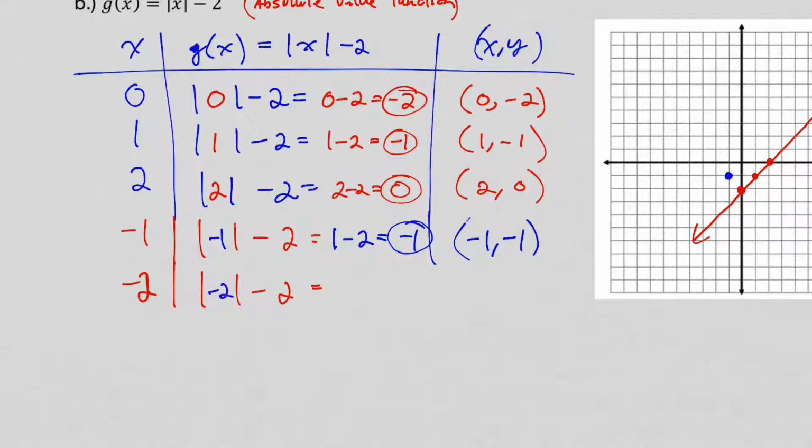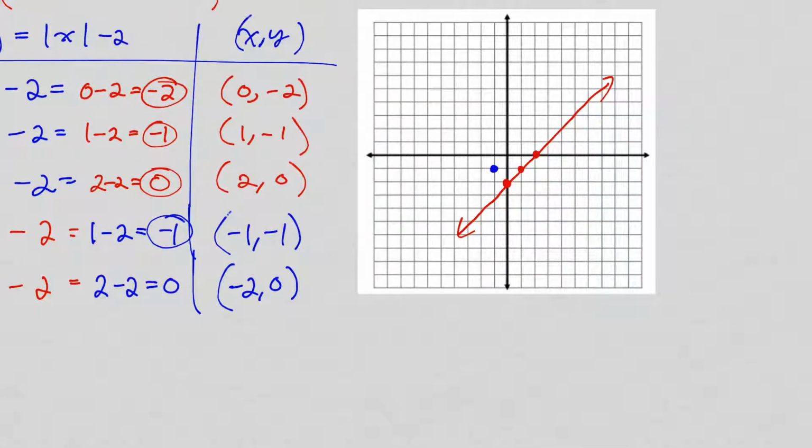So we put the negative 2 in here. That's going to turn into a positive 2 minus 2, which is 0. So negative 2 comma 0. And if we go back and plot this, that would be right here.